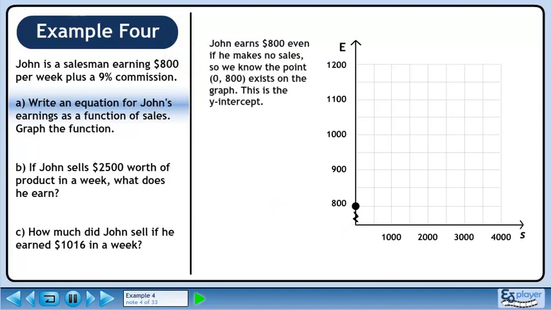John earns $800 even if he makes no sales, so we know the point (0, 800) exists on the graph. This is the y-intercept. The commission is 9%, or 0.09 as a decimal. The slope is 0.09.